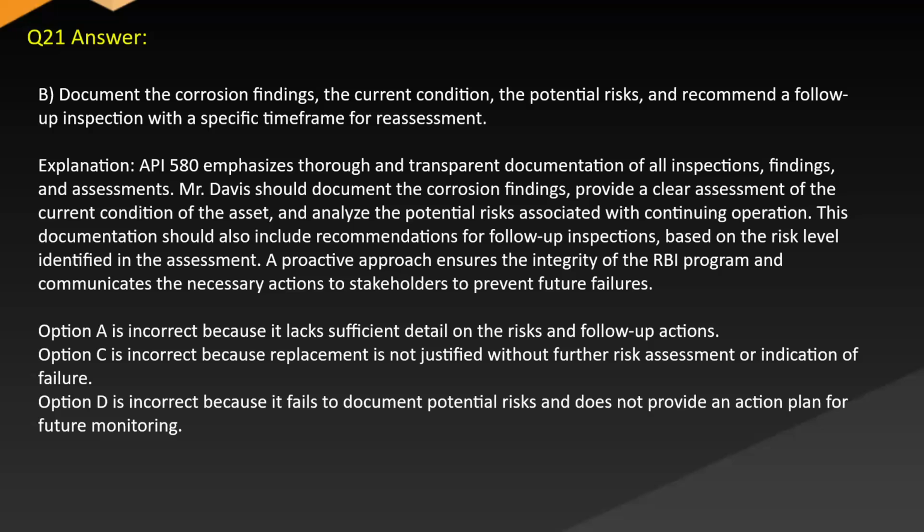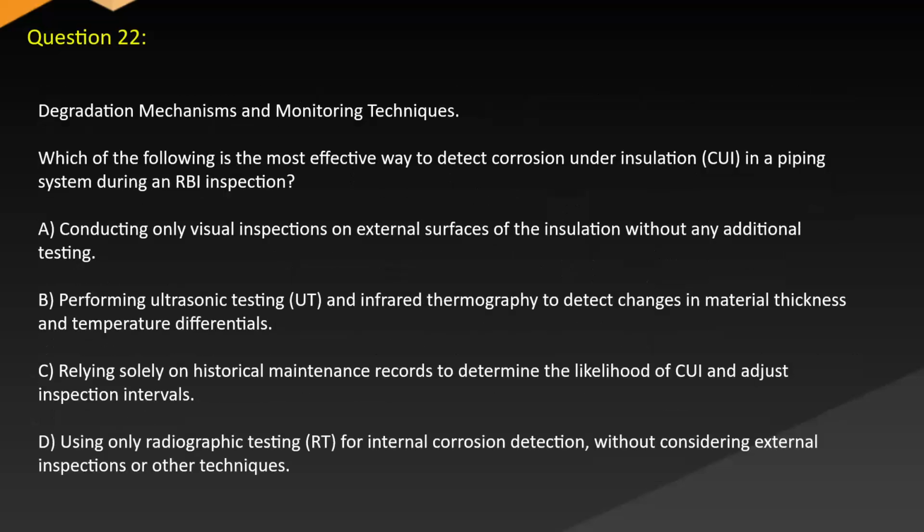Option D is incorrect because it fails to document potential risks and does not provide an action plan for future monitoring. Question 22. Degradation mechanisms and monitoring techniques. Which of the following is the most effective way to detect corrosion under insulation, CUI, in a piping system during an RBI inspection? A. Conducting only visual inspections on external surfaces of the insulation without any additional testing.